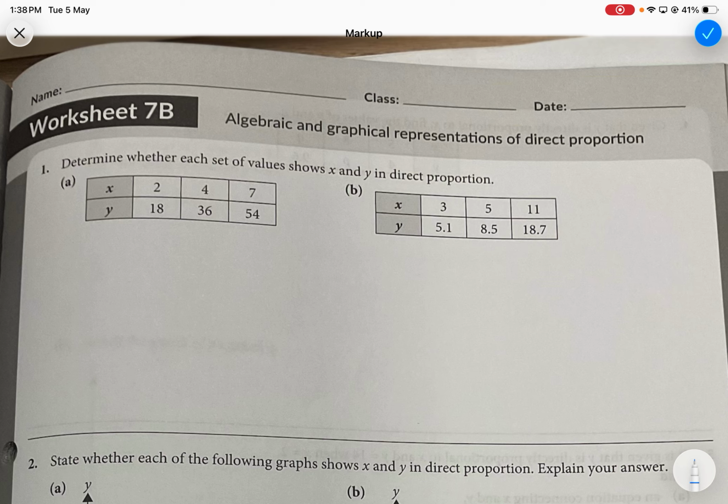Next topic, we want to look at algebraic and graphical representation of direct proportion.